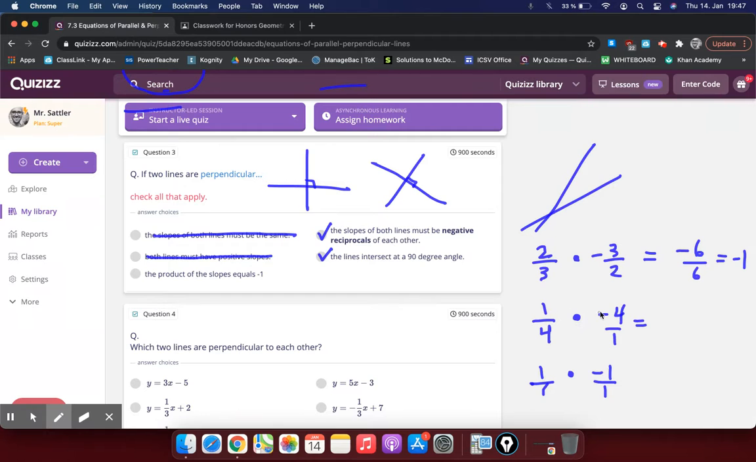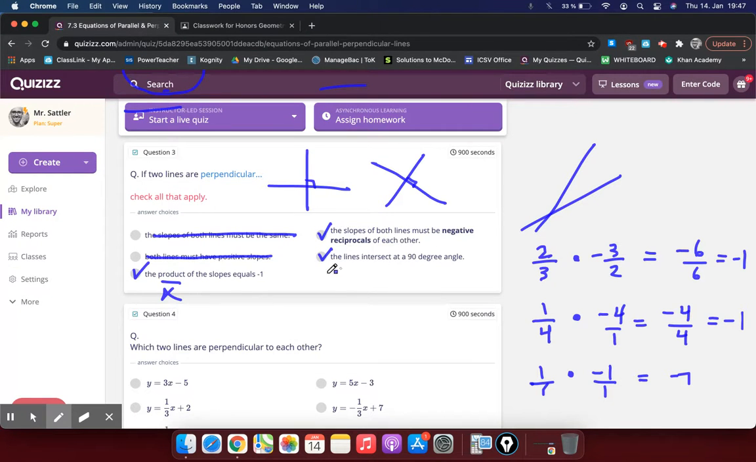What about this one? 1 times negative 4 is negative 4. 4 times 1 is 4. That equals negative 1. And of course, 1 times negative 1 is negative 1. So the product of the slopes is always negative 1. Product means multiply.